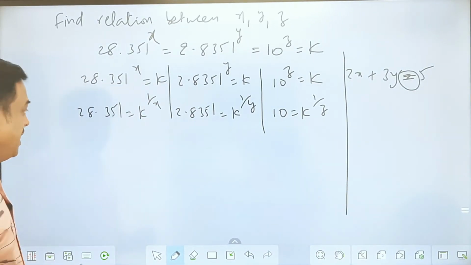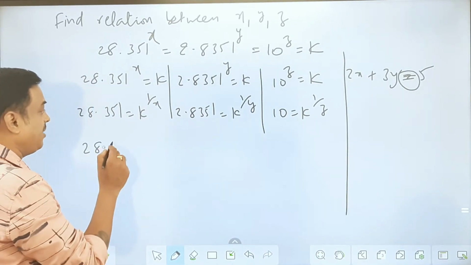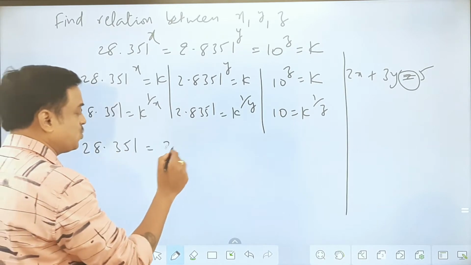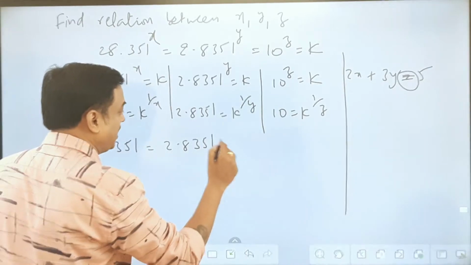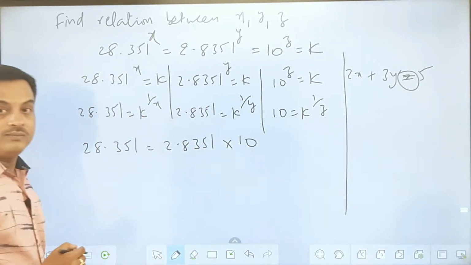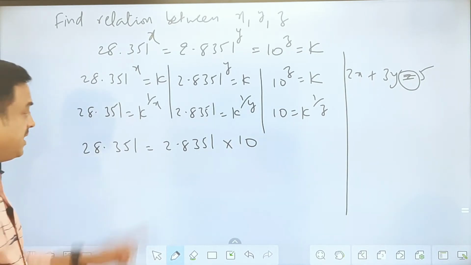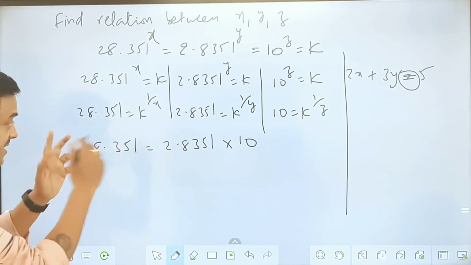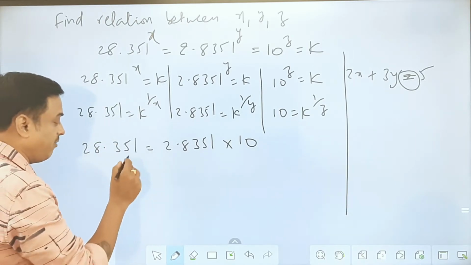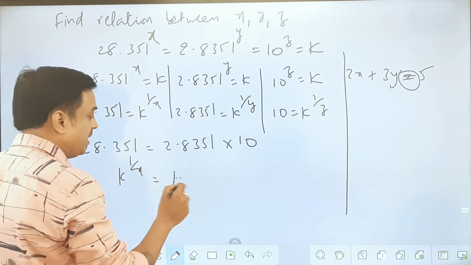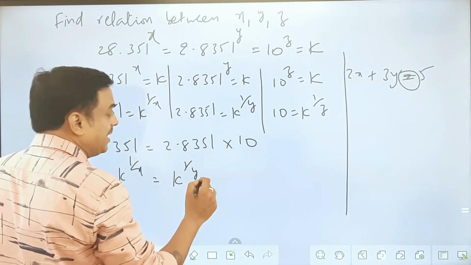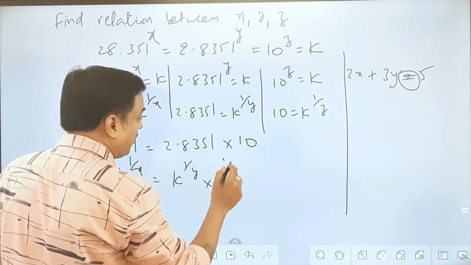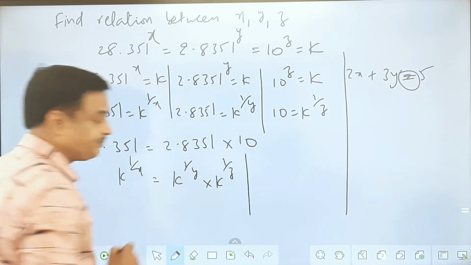Fair enough? Now, can I write 28.351 as 2.8351 into 10? If you multiply with 10, what happens? The decimal moves there and then it becomes equal to this, right? So I'm replacing their values now. It is k to the power of 1 by x is equal to k to the power of 1 by y into k to the power of 1 by z.